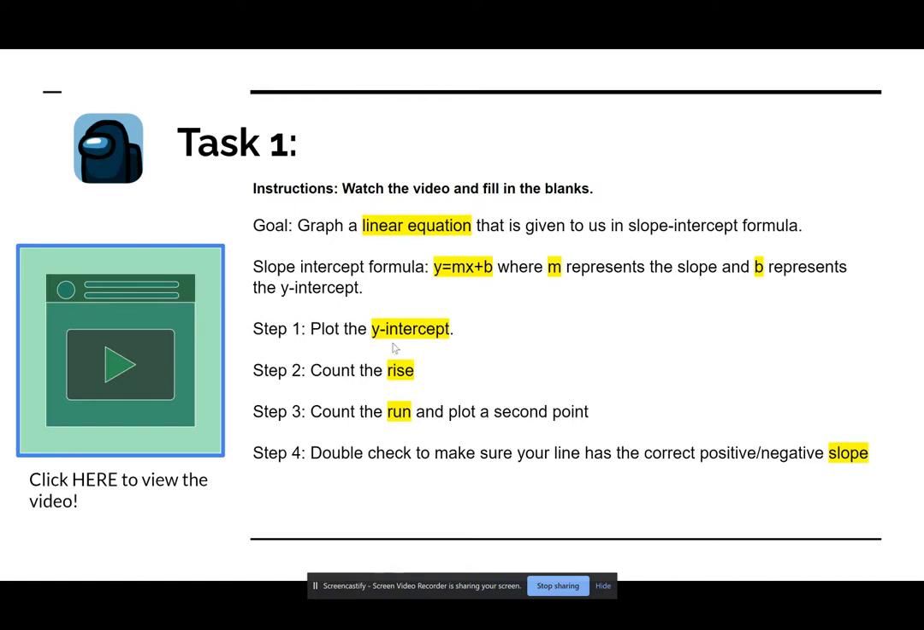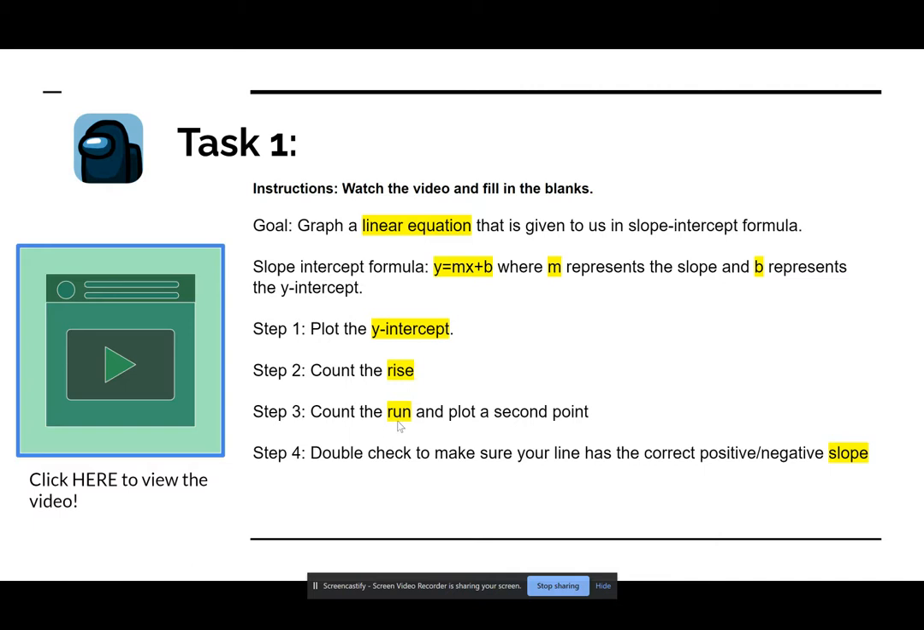The first step is to always plot the y-intercept first. We know that it's going to be on the y-axis at whatever value b is. The next thing, step 2, is to count the rise. Remember that slope can be written as rise over run, and so we're going to count the rise going up or going down. It doesn't actually matter.